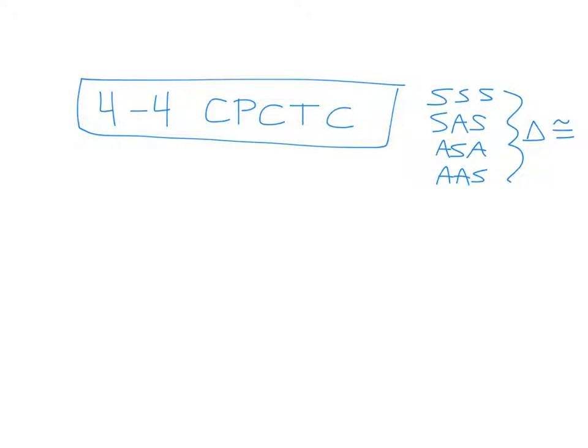What we're going to do is we're going to take that last step of our proof and go one step further with a step called CPCTC, which sounds really confusing because it's a bunch of big words all put together. It's not so confusing, okay?